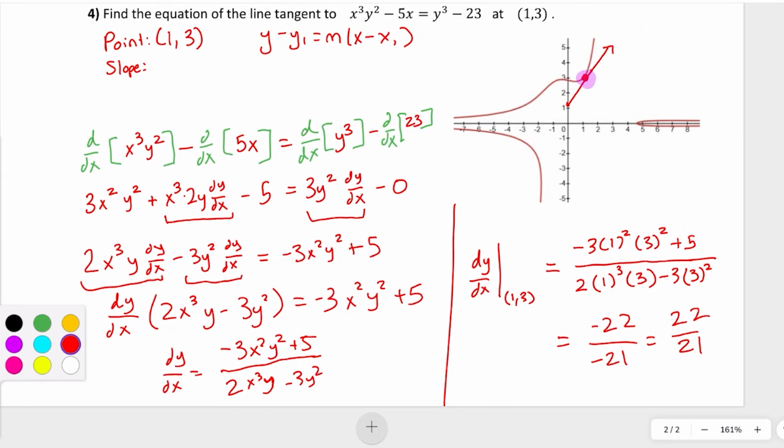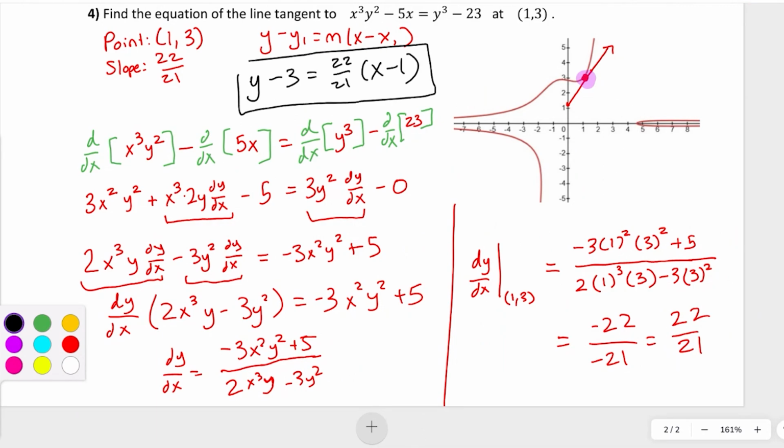All right, so now we got the slope is 22 over 21. And so now we're ready to write our final answer here. y minus 3 equals 22 over 21 times x minus 1. And that's how you differentiate implicitly. Yeah? Any questions?